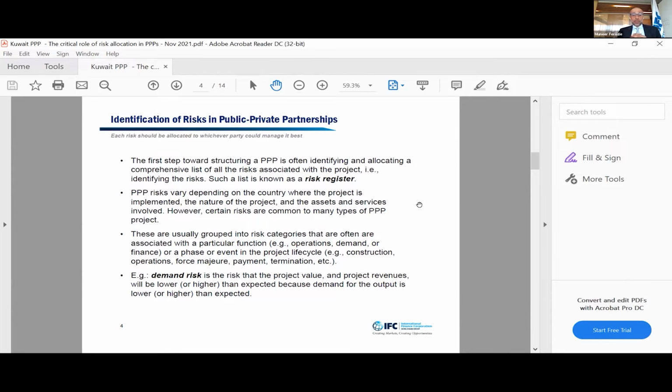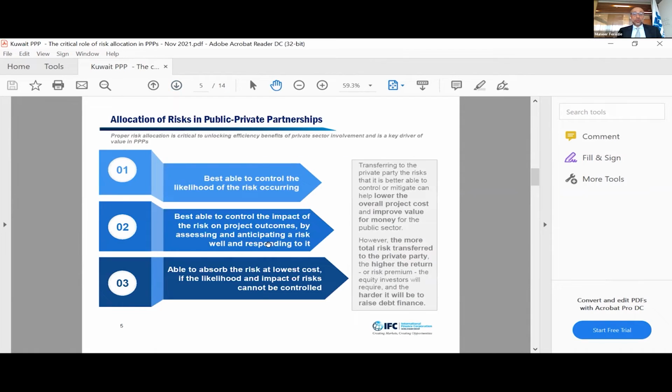I'll talk a little bit about the demand risk over here. It is the risk that the project value and the revenues will be lower or higher than predicted, depending on the structuring of the project or depending on the risk appetite. So let's go through the allocation of the risk. Three key principles on how to allocate risk. You should allocate it to the party which is best able to control the likelihood of the risk. Then you should be best able to control the impact of the risk on project outcomes by assessing and anticipating that risk. And then you should allocate to the party who is able to mitigate this risk at the lowest cost possible.